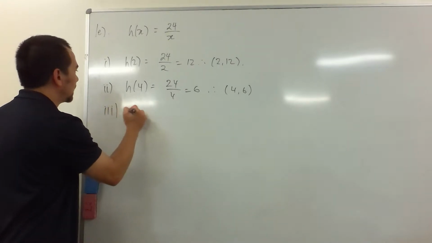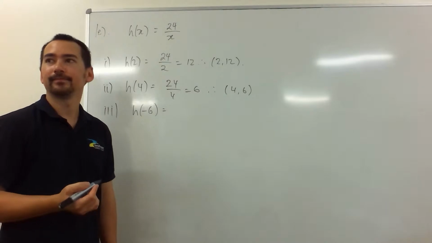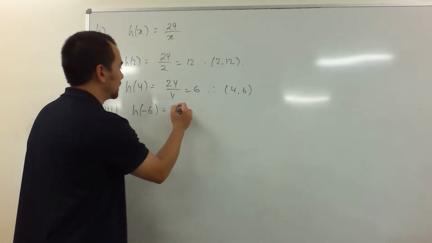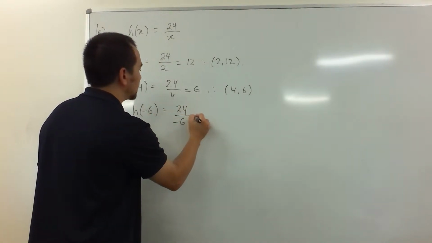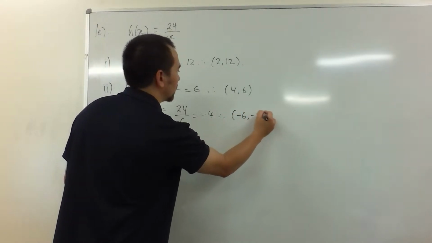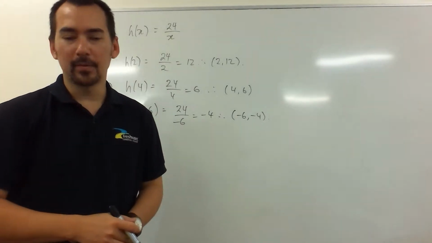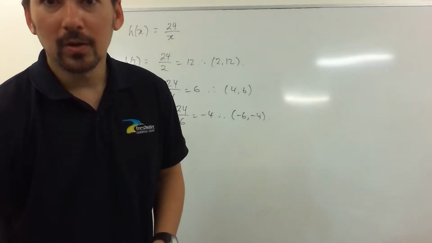Part 3. H of negative 6. What's that going to be? 24 divided by negative 6, which is negative 4. And so the coordinate is negative 6, negative 4. Excellent. Now we could keep going and plot all the coordinates, but we don't need to do that. All right. Question 2.